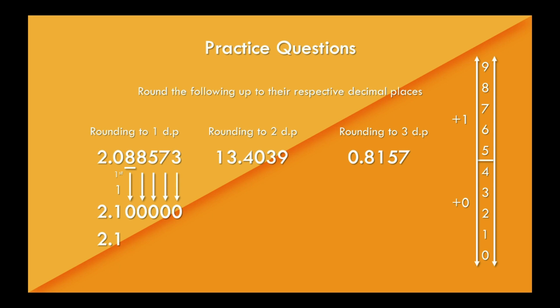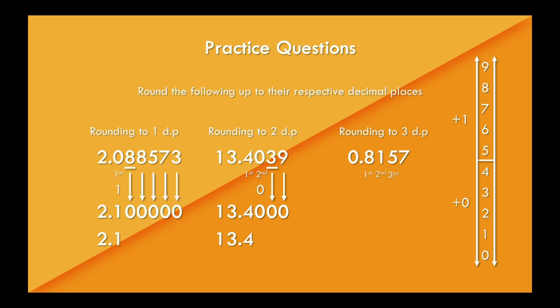The next number, we're going for 2 decimal places. Now, we know our 2 decimal places are 4 and 0. Immediately to the right of the 0 is 3, and we know that 3 rounds down. So, 3 and the digits on the right become 0, and 0 and all the digits on the left stay the same, which gives us a final answer of 13.40 or 13.4.